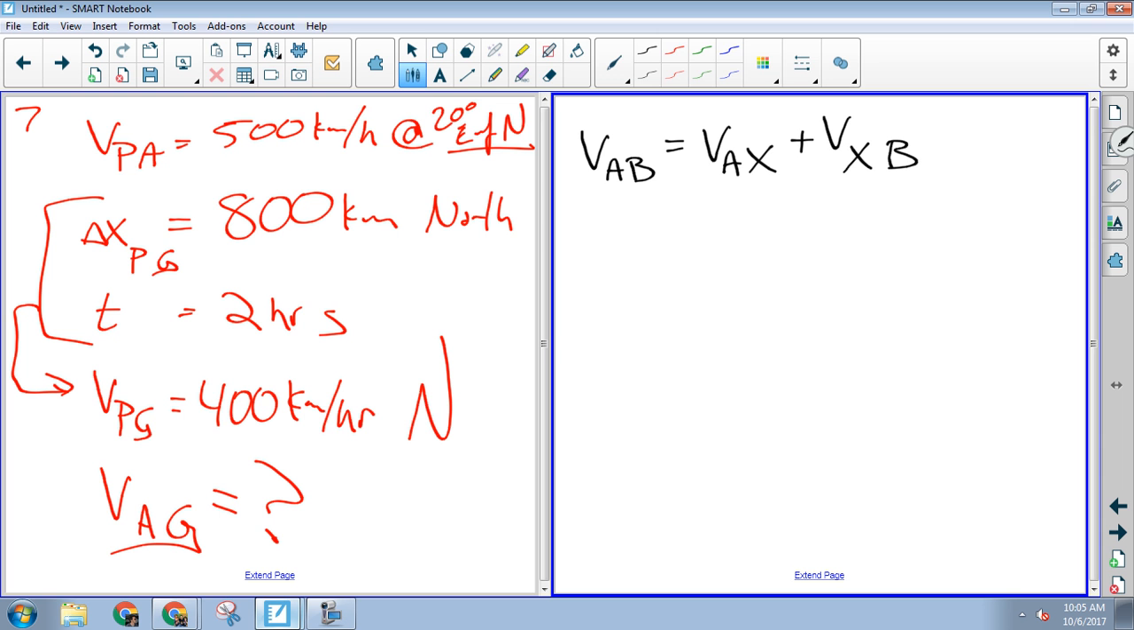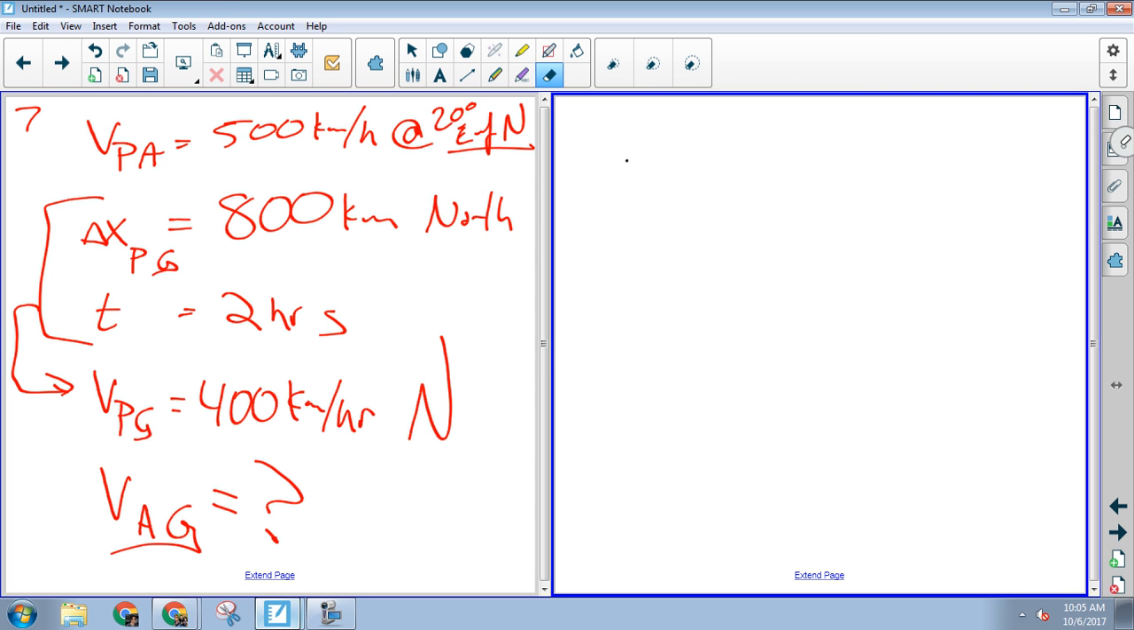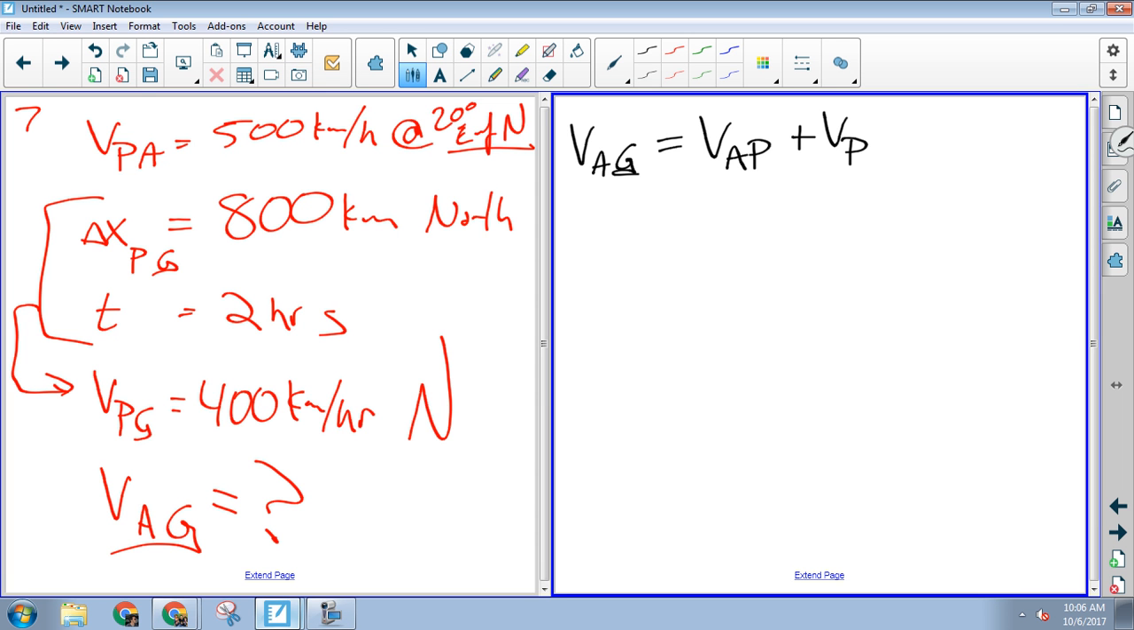So in this problem, I'm looking for the velocity of the air relative to the ground. Well, that's equal to the velocity of the air relative to, what's the other object I care about here? The plane. So this is the velocity of the air relative to the plane plus the velocity of the plane relative to the ground. Awesome. Now I have an equation that I can use to help me find the thing that I'm missing. This is huge, you guys. I cannot understate the importance of this. When you're dealing with relative motion, you have to come up with this equation.